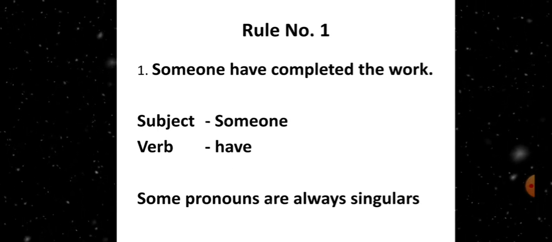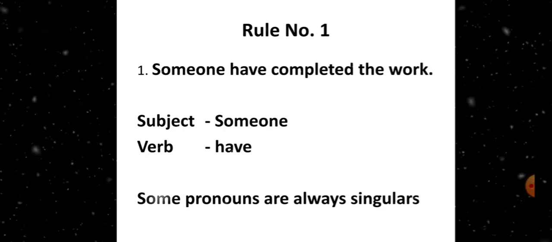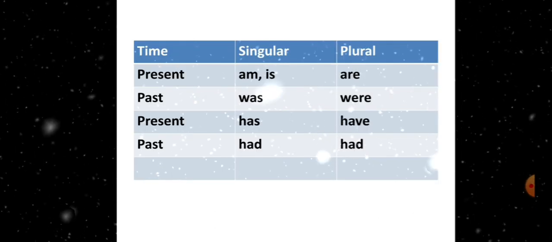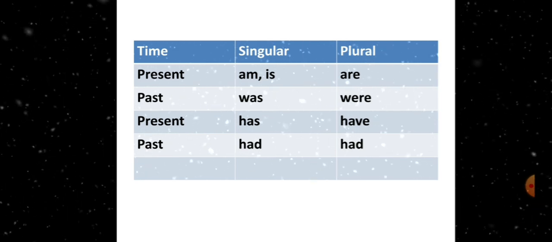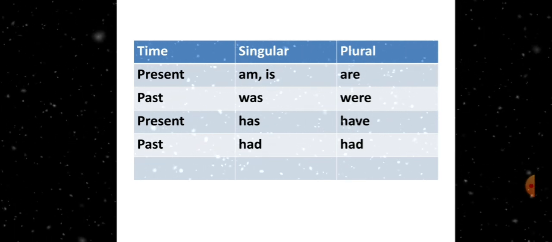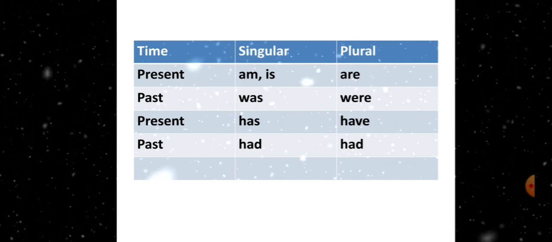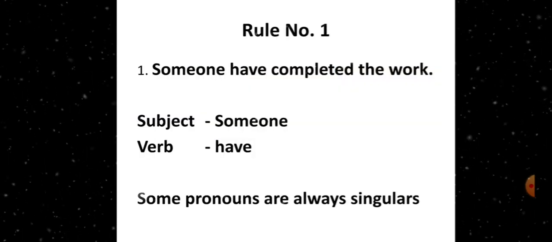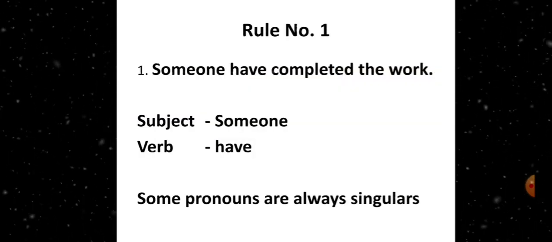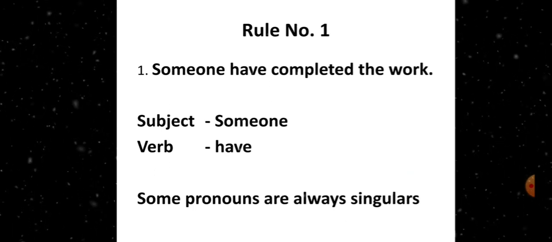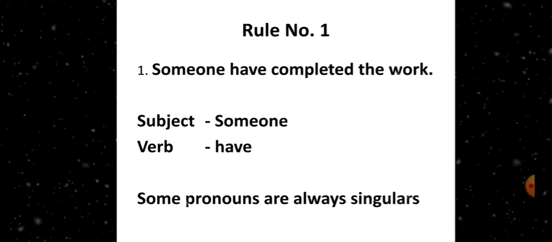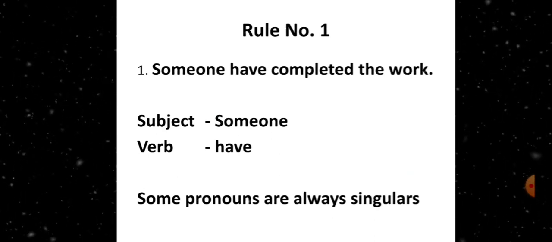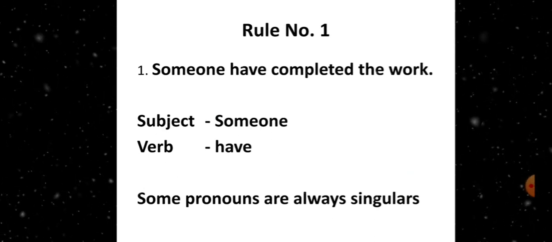Now see what verb is used. You have used have. Is have singular or plural? Look at this table. Where is have? Have is here in the plural list. Are, were, have. These three are plurals. Have is a plural verb. And here someone is singular and you have used have, which is plural. That means there is no agreement. So now you need to correct it. Someone have completed the work. No, it is not someone have completed. It is someone has completed.